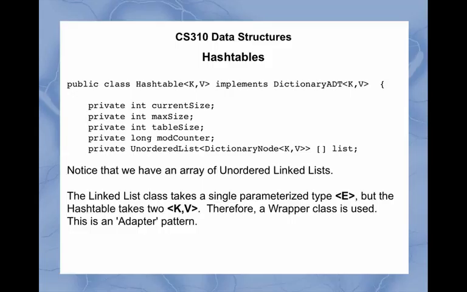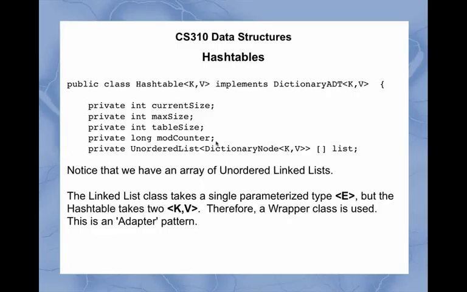So here we have the beginning of a hash table implementation. Some comments are in order. Note here that we have K, V. This is key and value, and there are two parameterized types. We have the three size variables that I mentioned before. The current size, which is the number of elements in the hash table. The max size, which is the maximum number of elements that can be inserted into the hash table. And then we have the table size, which is actually the size of the array. The mod counter is used by the iterator.